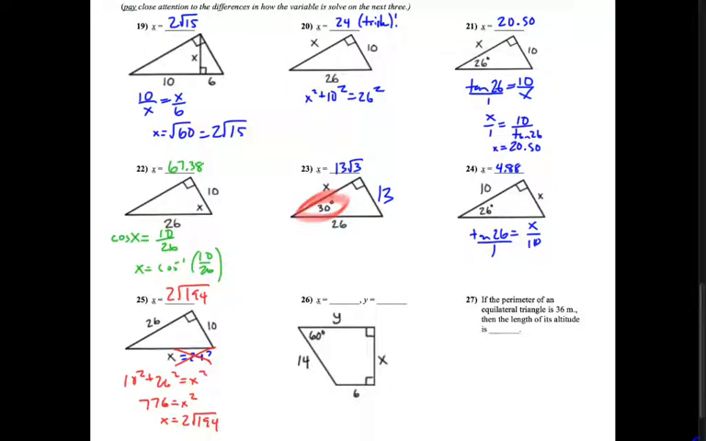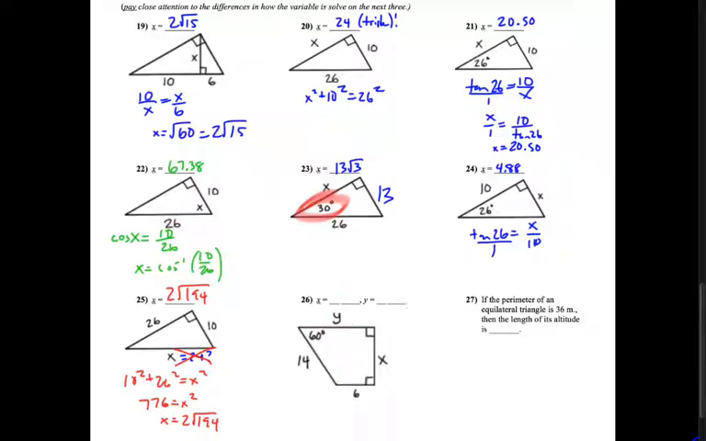I'm not sure what that was supposed to be. Never mind, I know what that is. Here, then this is x down here, 10 squared plus 26 squared equals this. We end up with a big number that we're solving for. 2 square root 196 is the solution.